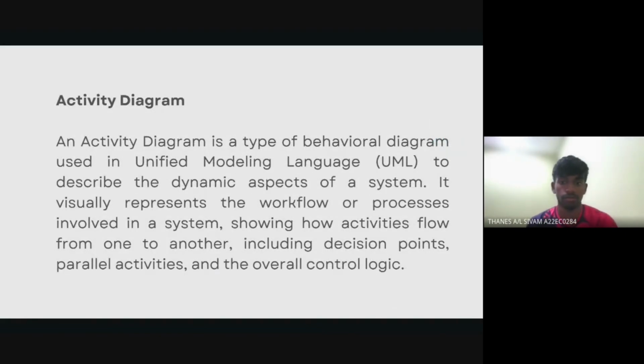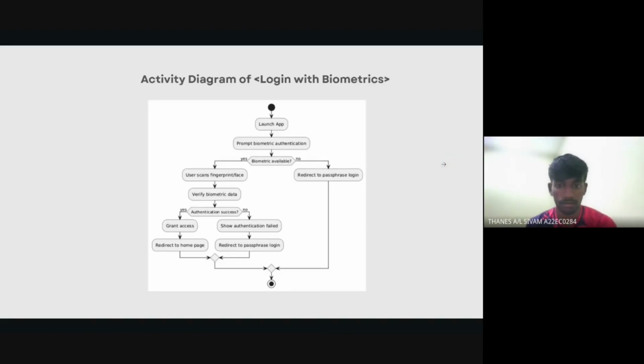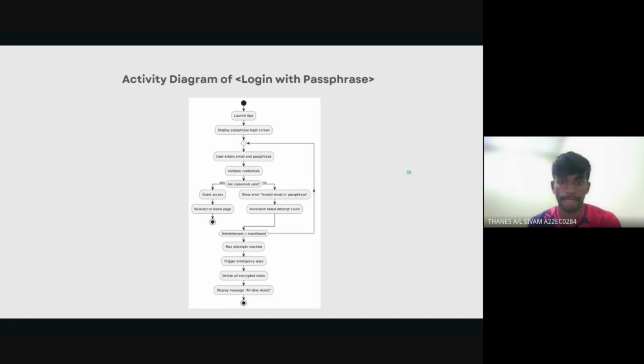An activity diagram is a type of behavior diagram used in UML to describe the dynamic aspects of the system. So this is the flow of the system where the app launches and biometric authentication is attempted. If the biometric is available, the user scans the fingerprint and the biometric data is verified. If authentication is successful, access is granted. If not, it redirects to the passphrase login.